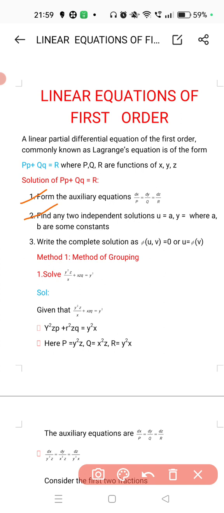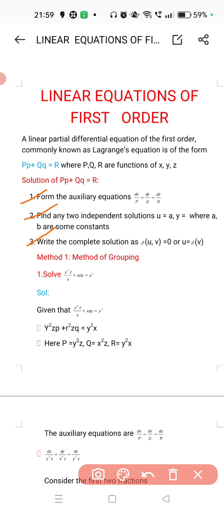Afterwards, we have to find two solutions which are independent of the subsidiary equation, and name them u is equal to a and v is equal to b, where a, b are constants. And the last step: phi of u comma v equal to 0, or u is equal to phi of v. In either way you can write the general solution. In partial differential equations, the general solution is also sometimes called the complete solution.